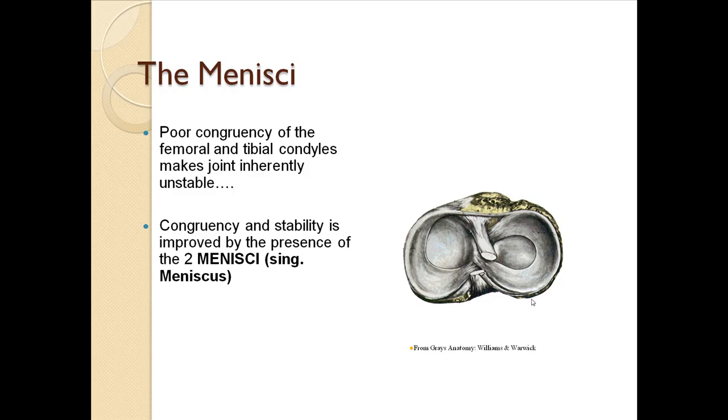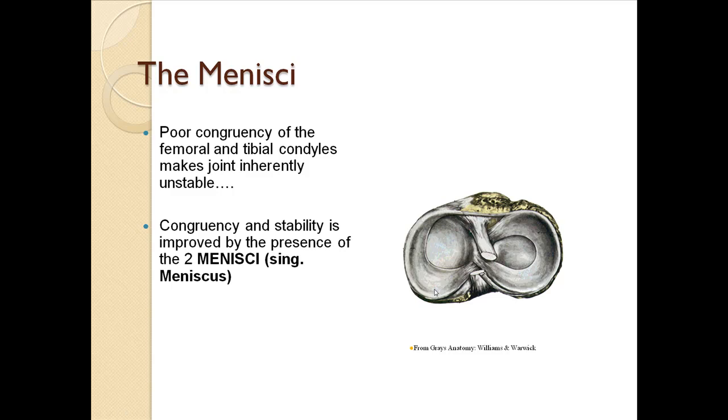The femoral and tibial condyles are inherently incongruent. There is poor congruency between the two bony articular surfaces. And to improve congruency, we have two fibrocartilaginous structures, the menisci. Again, here we can see the lateral meniscus, which is rounded, reflecting the shape of both the tibial and femoral condyles, and here we've got the medial meniscus that is a more open C, reflecting again the length and obliquity of the medial tibial and femoral condyles.